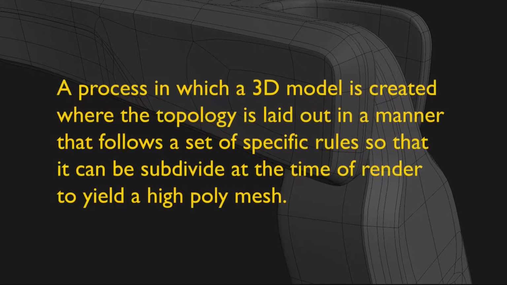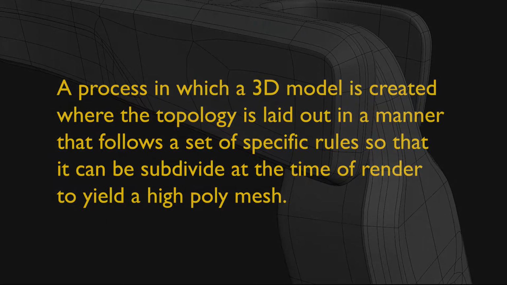SubD modeling can be defined as a process in which a 3D model is created where the topology is laid out in a manner that follows a set of specific rules so that it can be subdivided at the time of render to yield a high-poly mesh. When the topology is laid out correctly, the mesh will behave in a predictable manner upon smoothing.